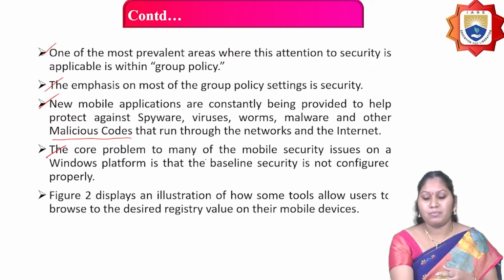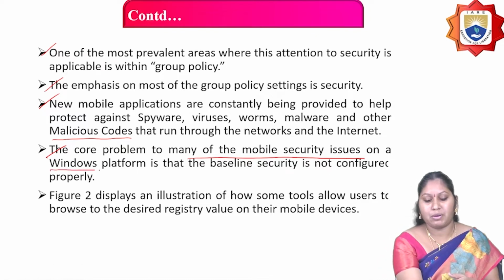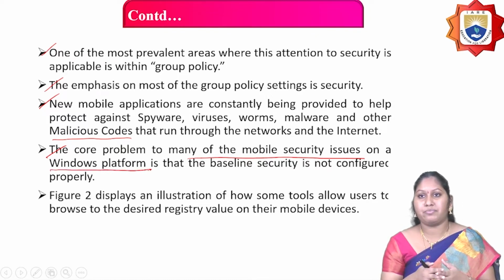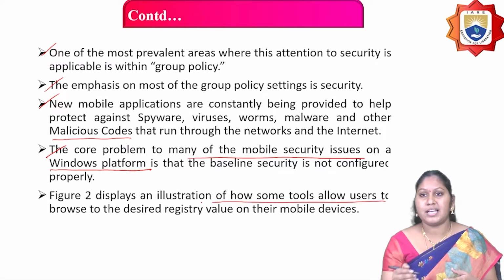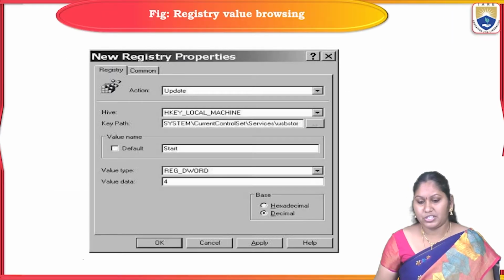Okay, the core problem for many of the mobile security issues on the Windows platform is that the baseline security is not configured properly. Here we can see the flow, how tools allow users to browse the desired registry value on their mobiles. Let us see this picture.